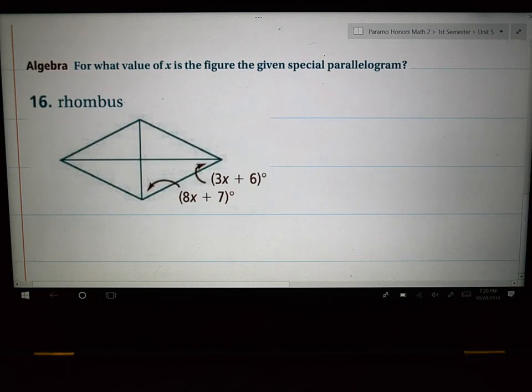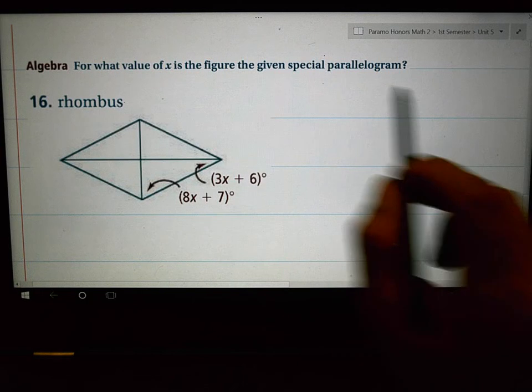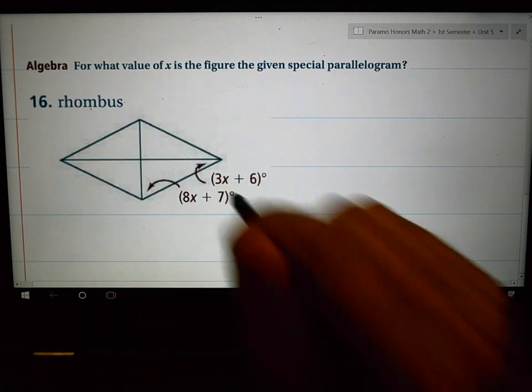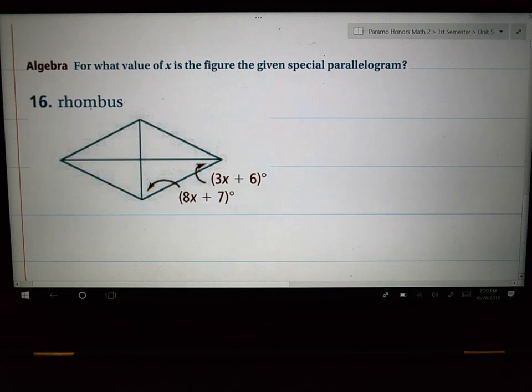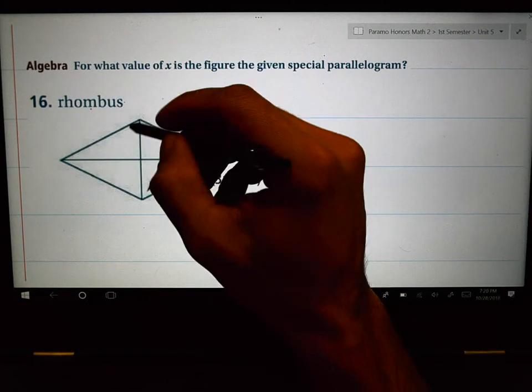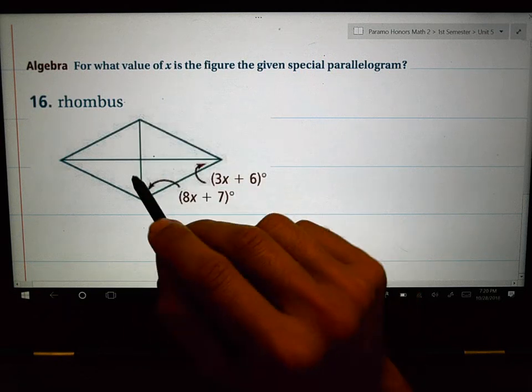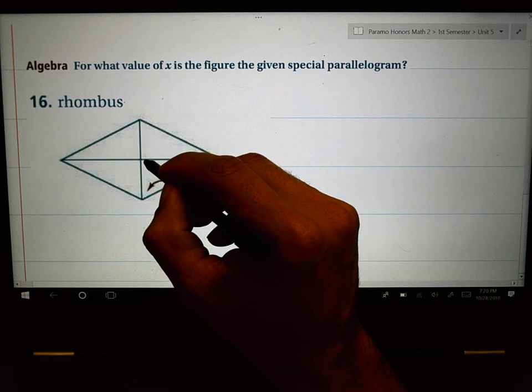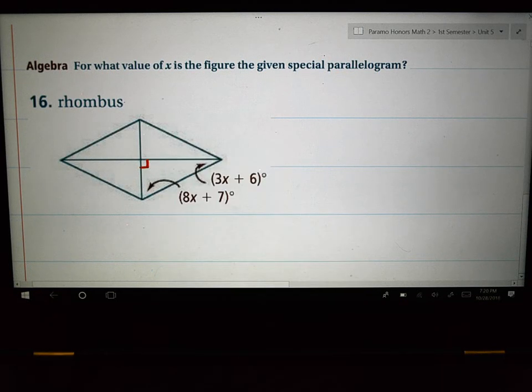Number 16. For what value of x is the figure the given special parallelogram? This needs to be a rhombus. So what does x have to be for this to be a rhombus? That's the question. Let me let you look at that for a second. If it's a rhombus, I know something's true about it. I know something about this diagonal, this diagonal. If it's a rhombus, this angle here has to be, if you said perpendicular, great. I was hoping you were going to say 90 degrees. They're perpendicular and 90 degrees, same thing.